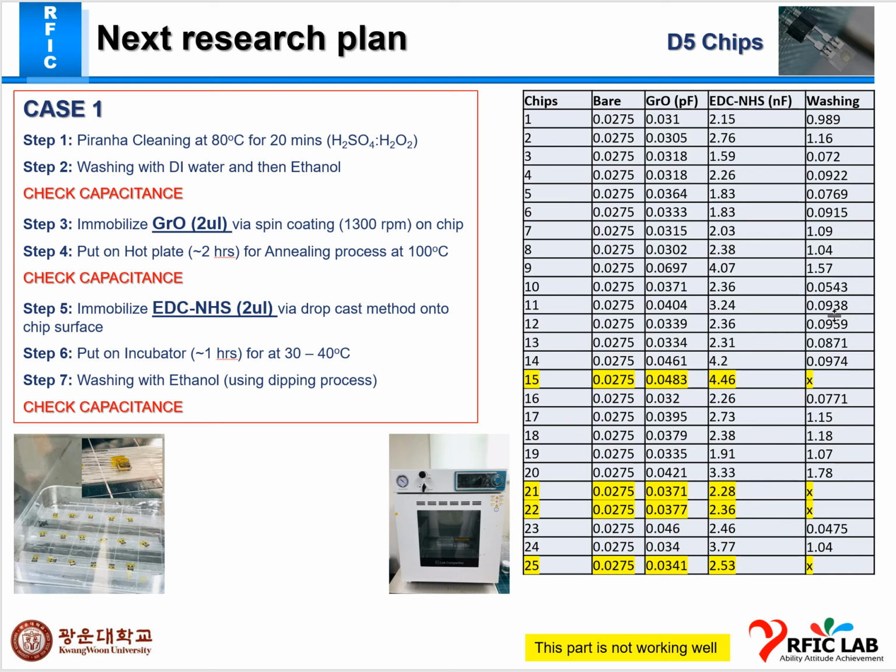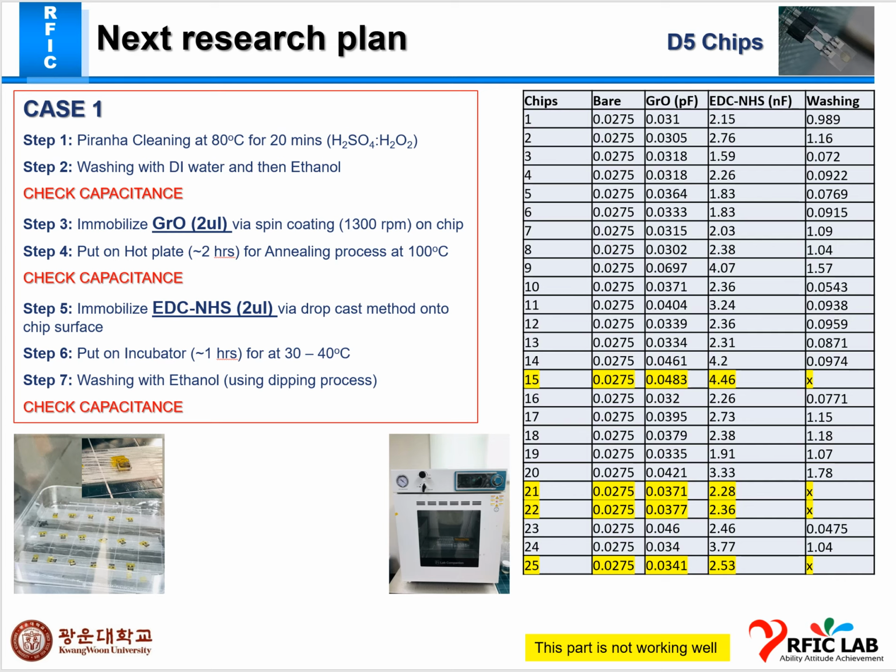We have the 25 chips and we did the bare one, graphene oxide, and afterwards we used EDC, NHS, and then washing. After washing, I checked that all the chips have a lower capacitance value as compared to the EDC NHS, and it does not go below the graphene oxide. It means the chip itself still has EDC content on it.